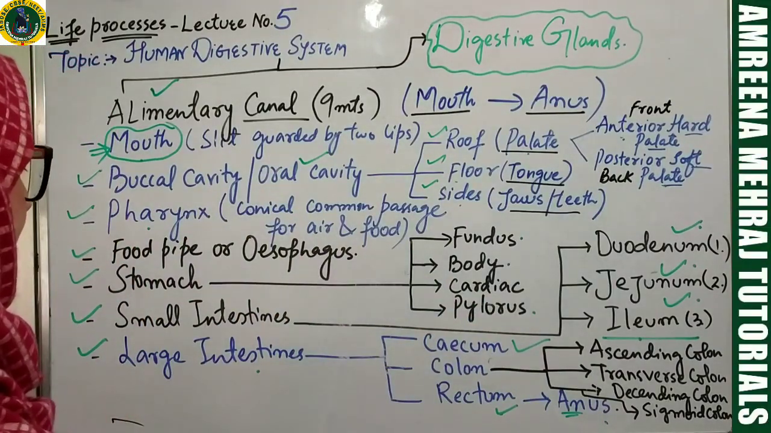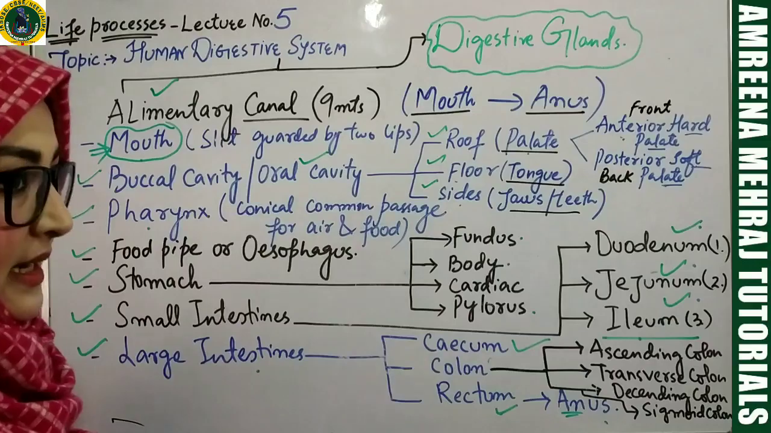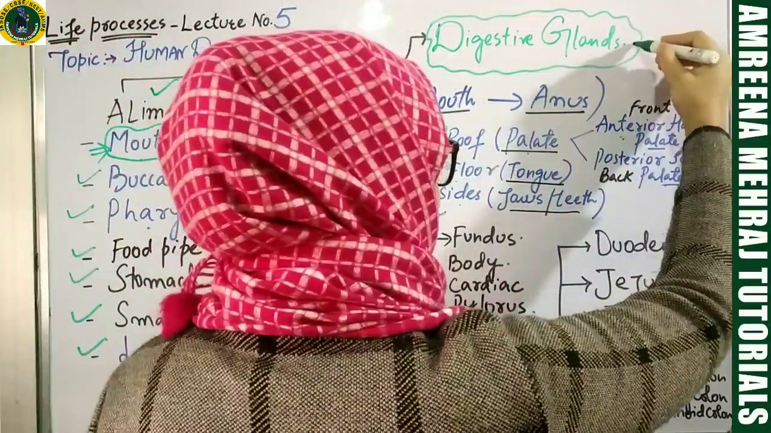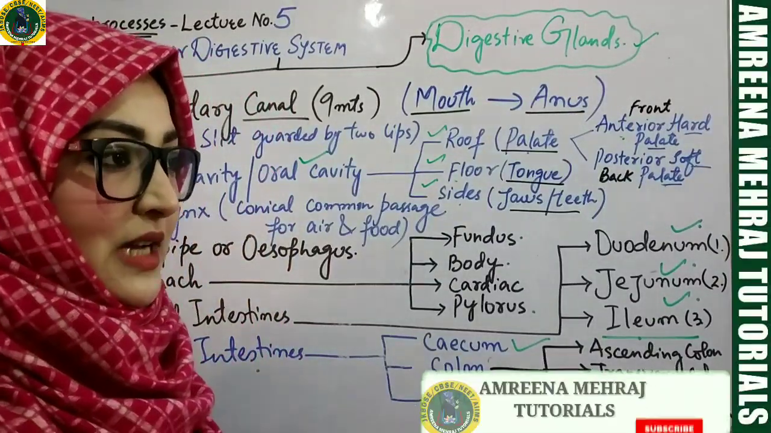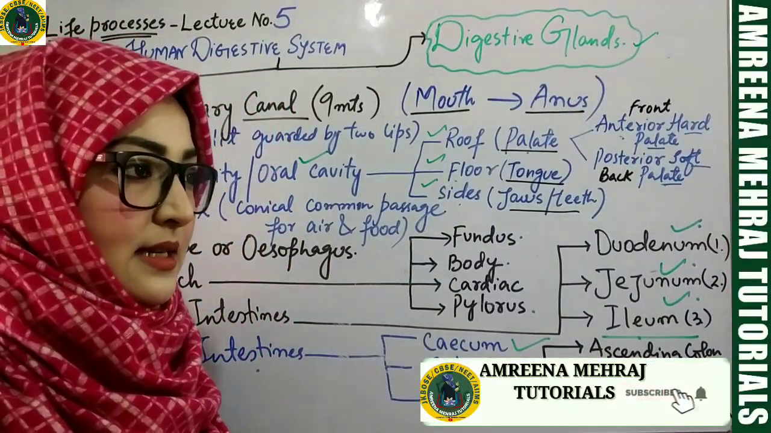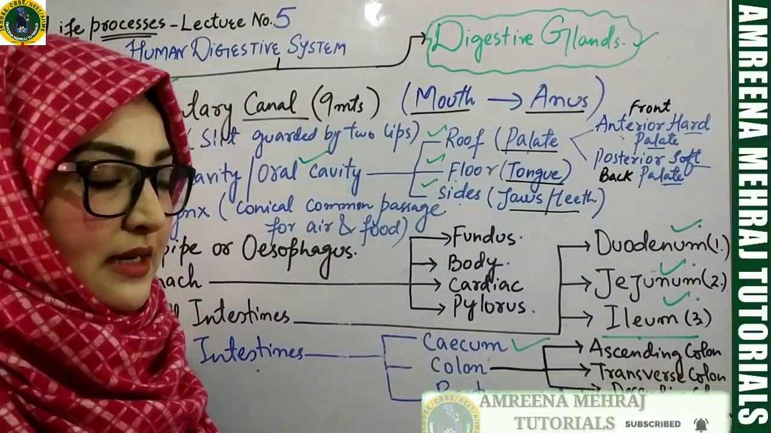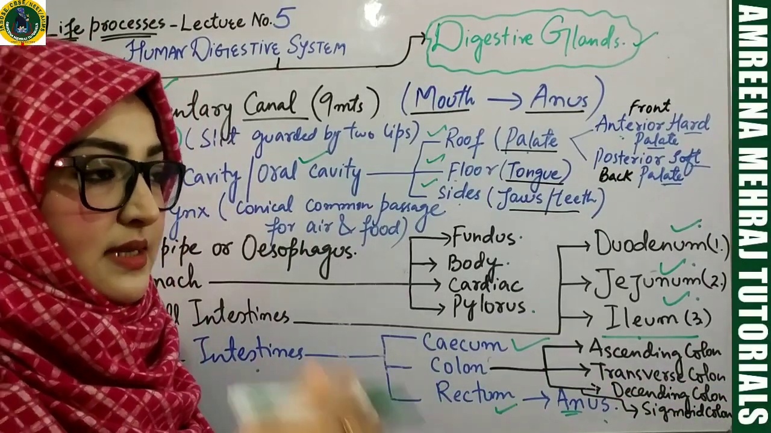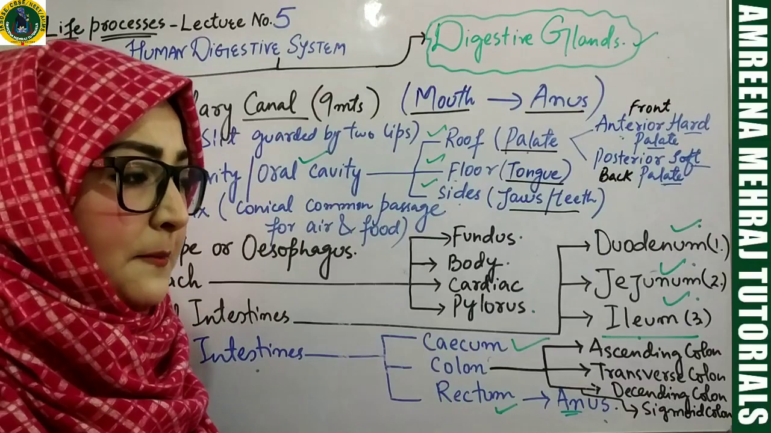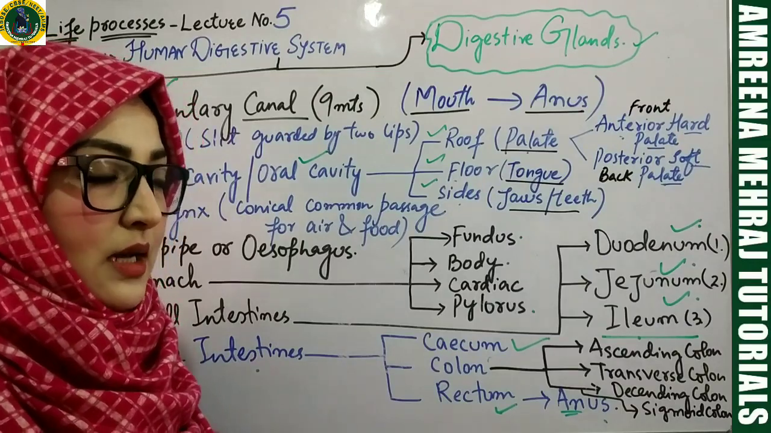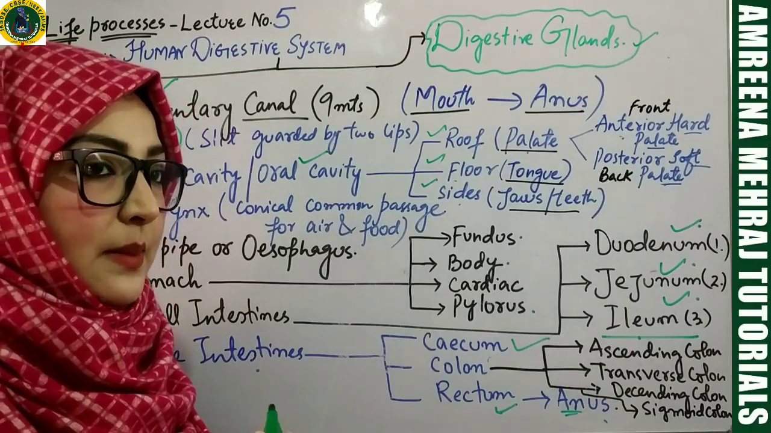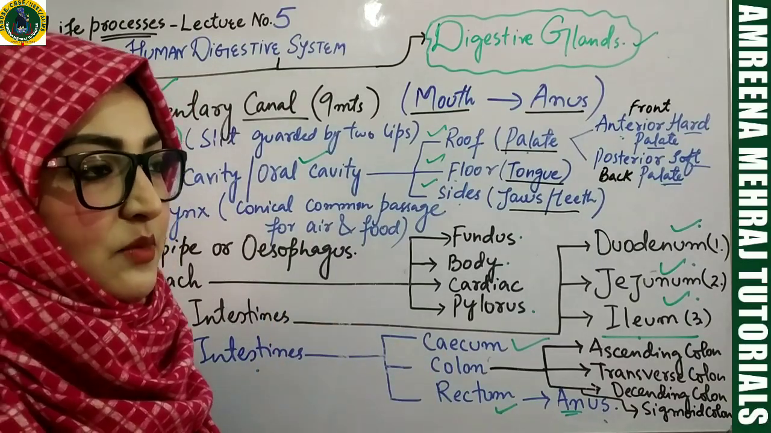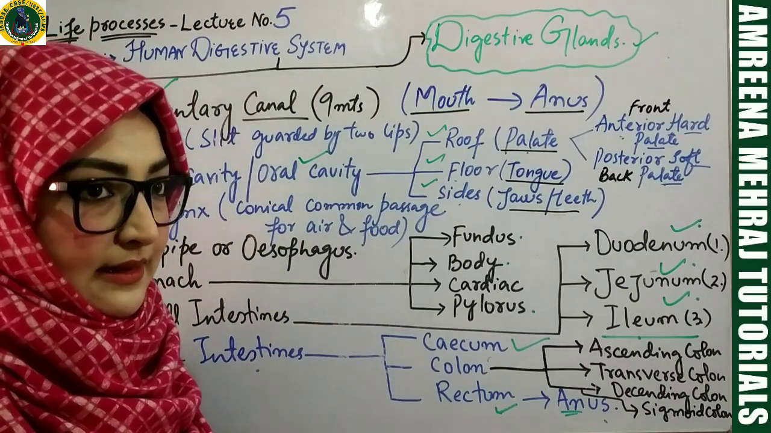Now, my dear students, apart from the alimentary canal, we have digestive glands also. What are glands, how many types of glands are there, I have taught you that in lecture number 4. Now, the important digestive glands which we are going to study under the human digestive system are salivary glands, number 1, the liver, number 2, pancreas, number 3, we are going to then take up gastric glands, number 4, and number 5 is going to be your intestinal glands.